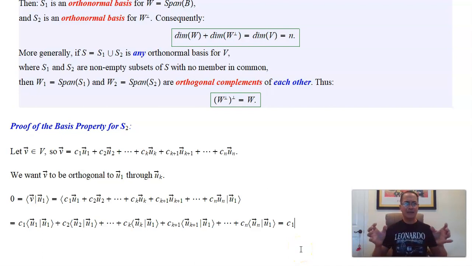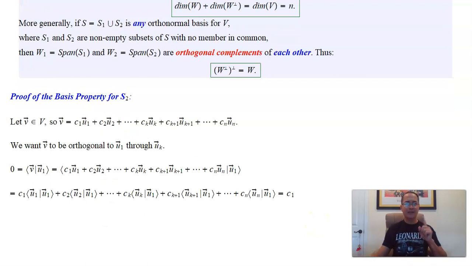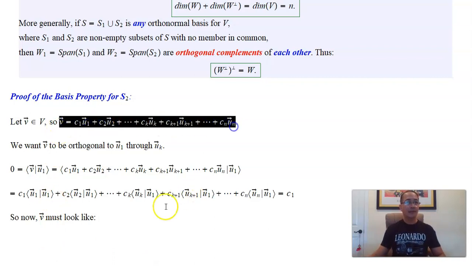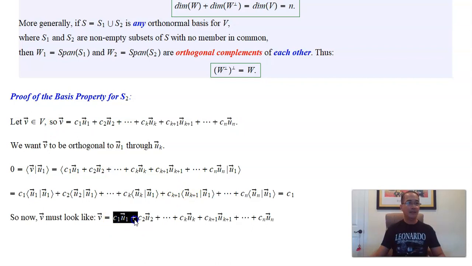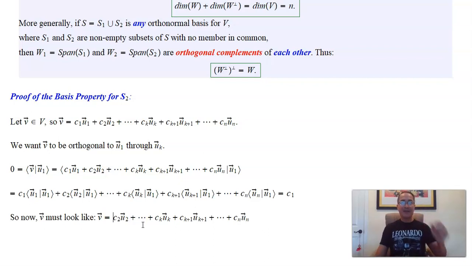It's almost like we're doing a dependence test equation, doesn't it? Except no. This C1 is from this vector V, which is from our ambient space. So it would be good if that felt familiar to you, but it's a slightly different scenario. So now, we will update. V must look like this enormous linear combination, except there is no U1, because C1 is 0.